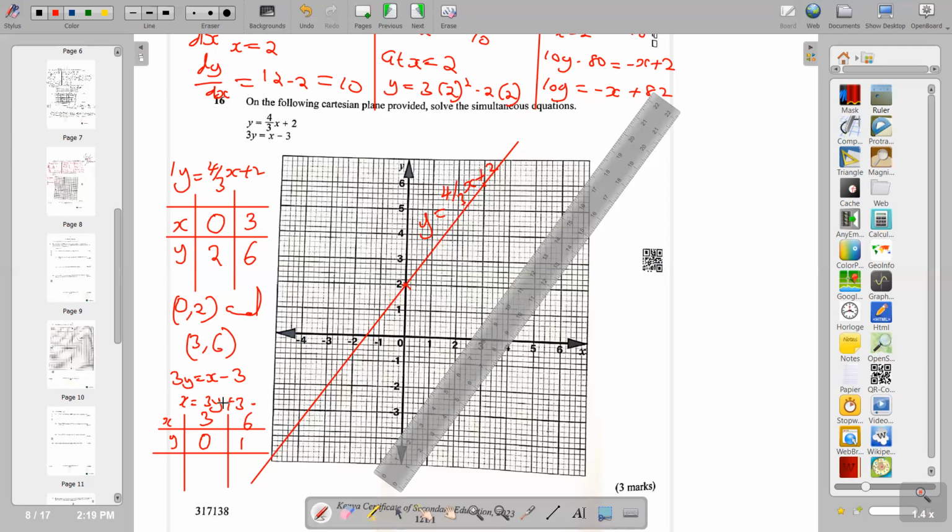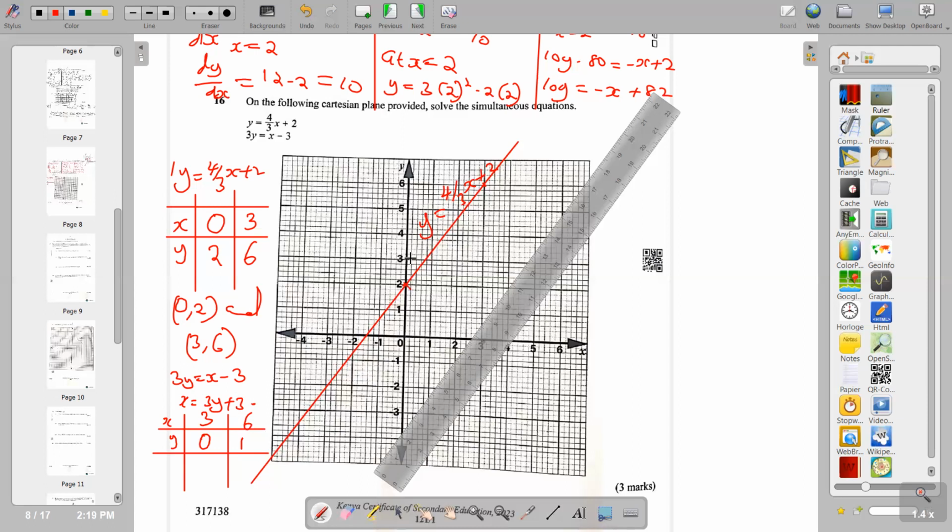Maybe if you choose, for example, y is equal to 2, you're going to find a value which is 9, and you cannot show it here. So you choose a small value, maybe -1, and you can also have -2, because that will be -6 plus 3, which will still work. So come and plot it.